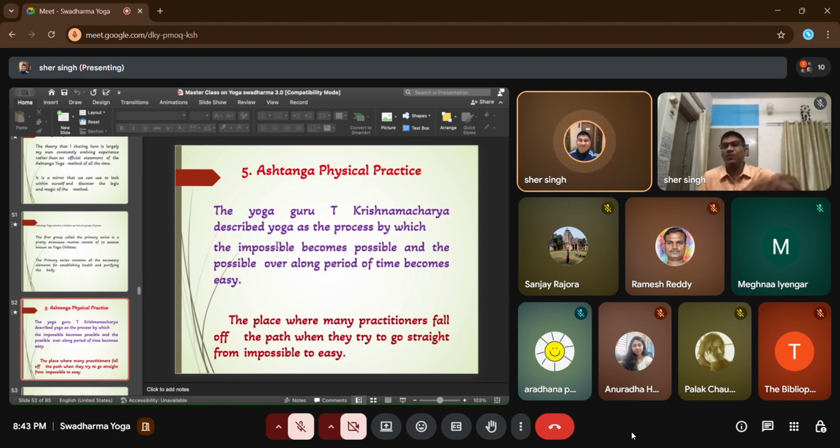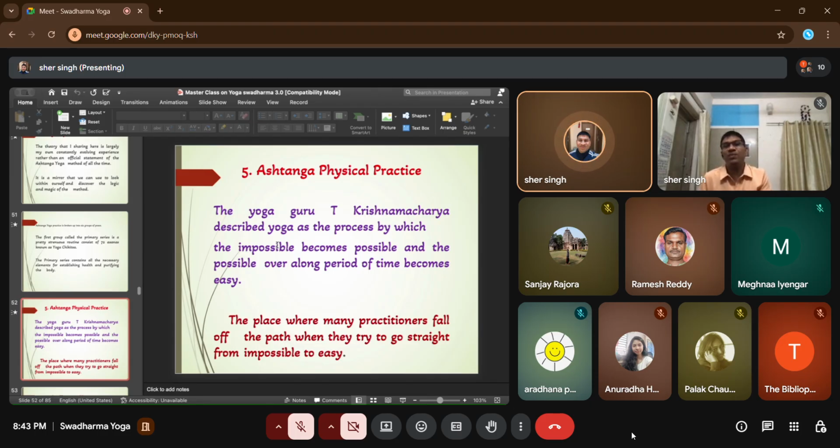So this is very important. This is a very important concept that our guru propagated. Just kindly pay attention: the yoga guru T. Krishnamacharya described yoga as the process by which the impossible becomes possible, and possible over a long period of time becomes easy.